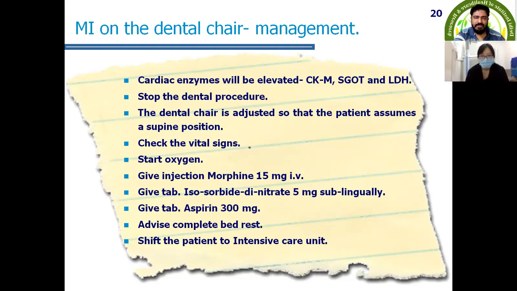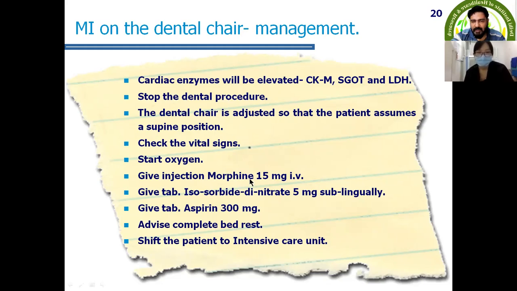Same as your syncope position. Check the vital signs. Start oxygen. Give injection morphine 15 mg IV. Give tablet isosorbide dinitrate 5 mg sublingually. Give tablet aspirin 300 mg. Advise complete bed rest and shift the patient to the ICU. Correct? So this is the main.